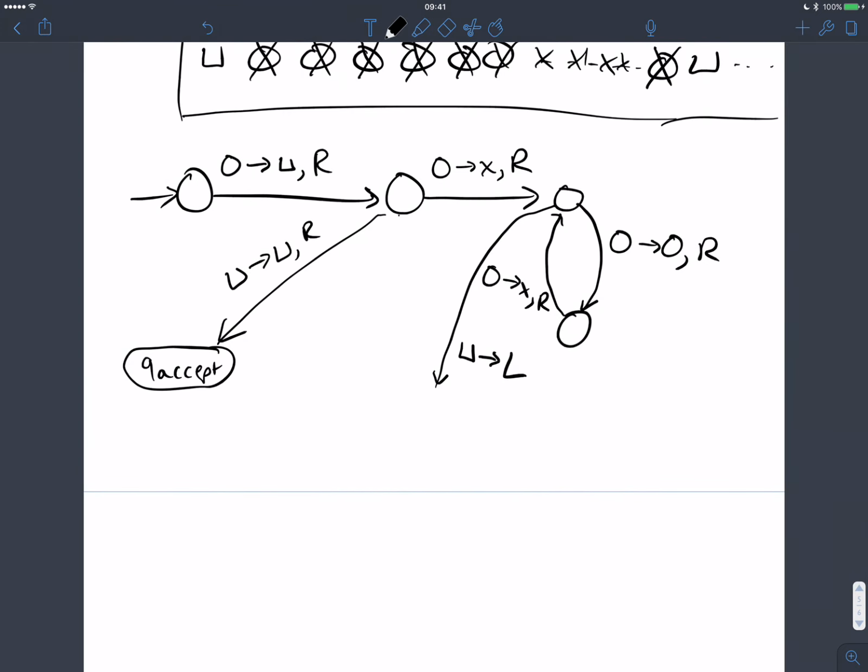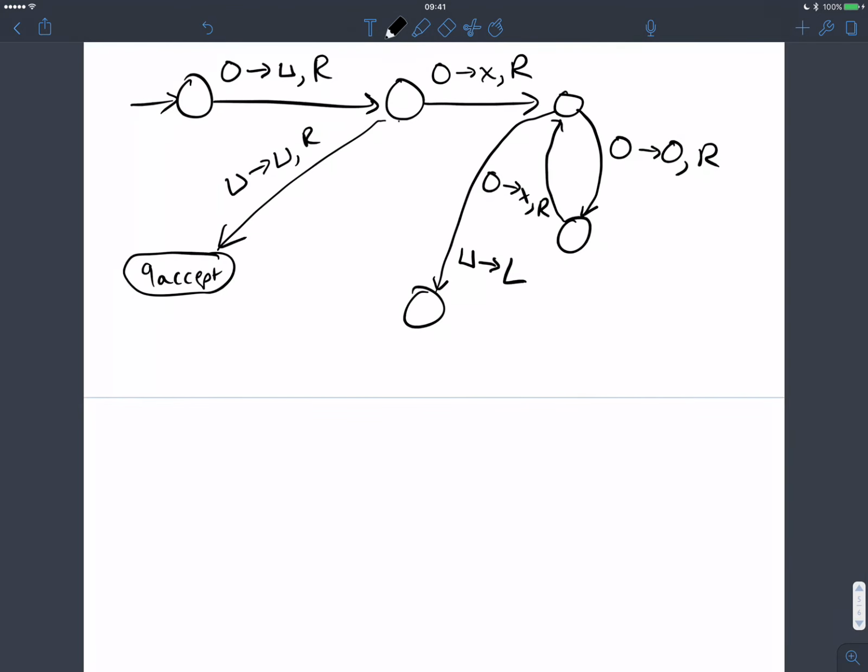All right, so once we see this blank on the far right side, or to you guys, the far right side, now we need to scroll left, or scan left as it's called. Well, what am I going to see along the way before I hit the blank symbol? A zero or an X. So I'm going to stay in this state, and if I see a zero, I move left. If I see an X, I move left.